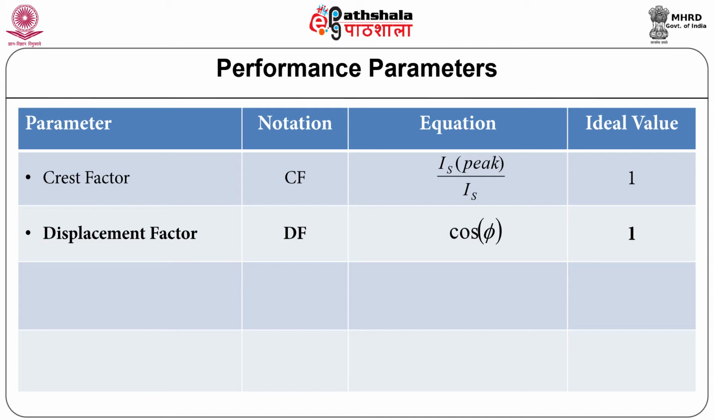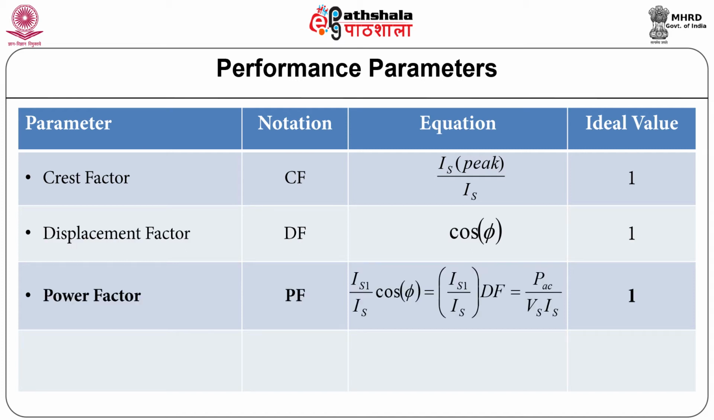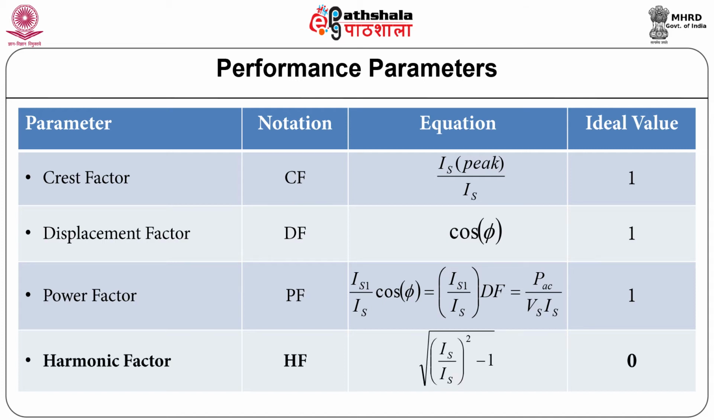In most of the cases, the input current contains harmonics. So that's why there is need of power factor. So power factor is defined by IS1 upon IS into cos phi, where IS1 is the fundamental component of the input current. The power factor ideal value is 1. Practically, it should be close to 1. Then harmonic factor. Harmonic factor, ideally it should be 0. It is nothing but the harmonic content at the input.